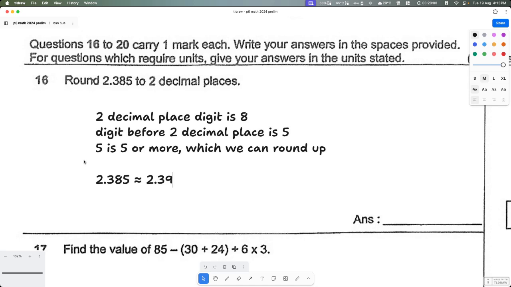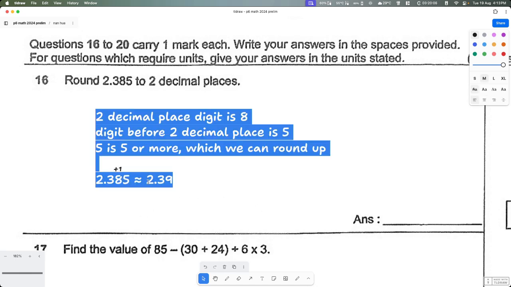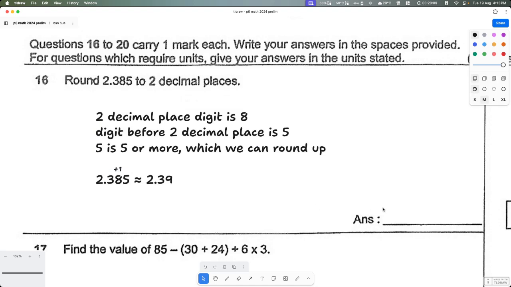2.39 in this case over here. So we just plus 1 to the 8 in this case over here. Okay, that's it. So that's the answer, 2.39 for question number 16. All right, let's move to question number 17.